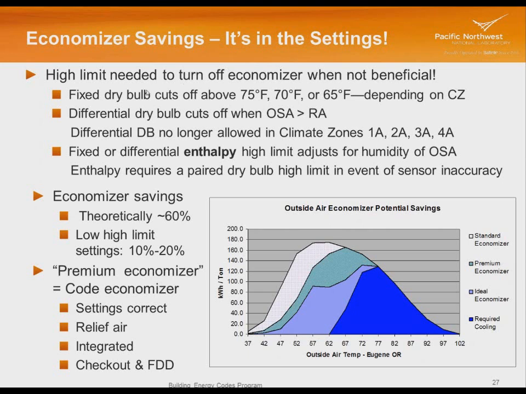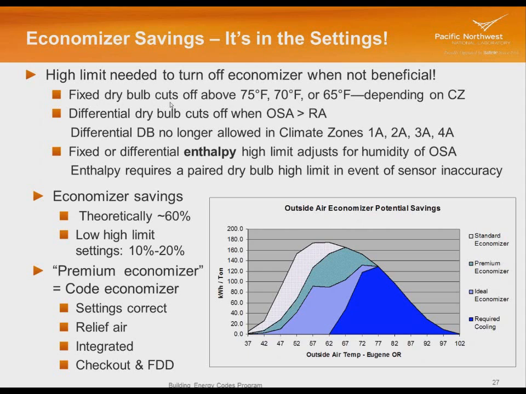So we can do that about 3 or 4 different ways. A fixed dry bulb, and these are in a code table as far as what climate zones you can use these in and what the settings should be based on climate zone. The fixed dry bulb would cut off at 75 in western climate zones, 70 or 65 in more eastern climate zones. So there's a setting, and that setting should match, again, at the time of inspection, what is in the code table. And again, the table lists it by climate zone.